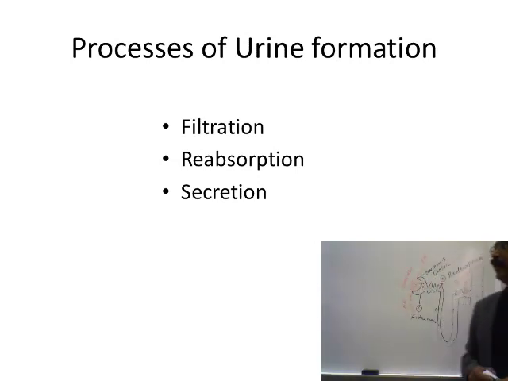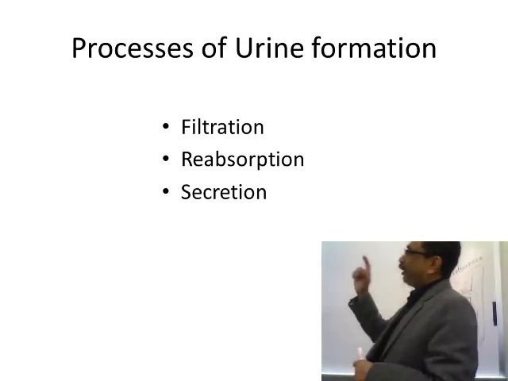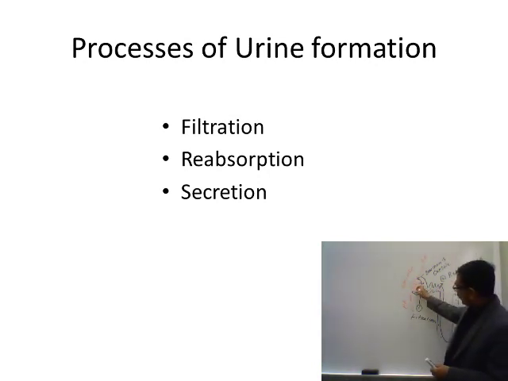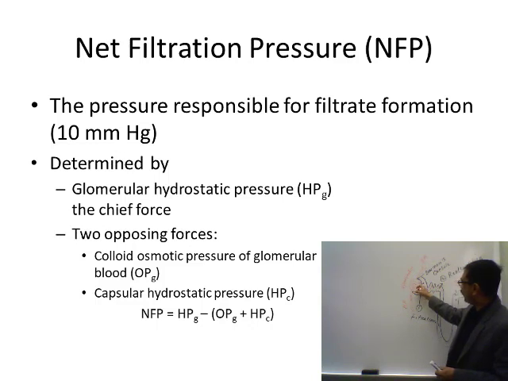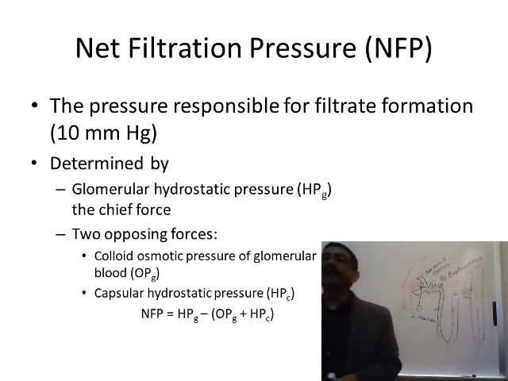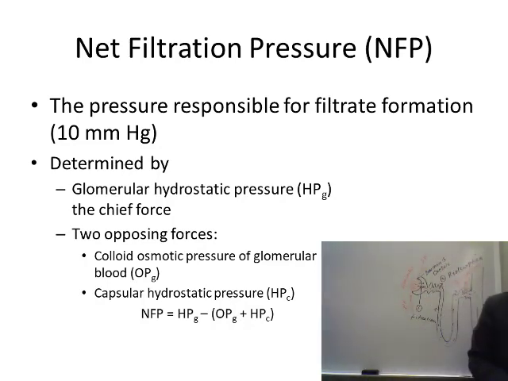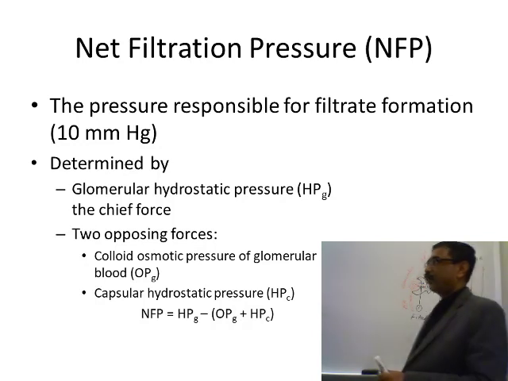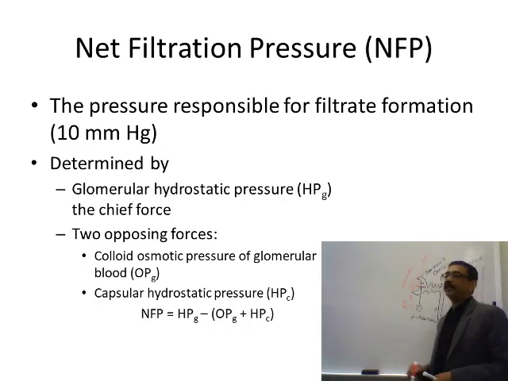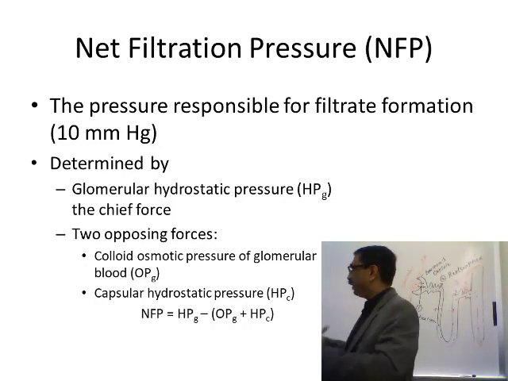Now, the pressure that causes the filtration. So during filtration, water and other chemicals must go from the blood to the nephron this way, not in the opposite way. So that means the pressure must be higher here and lower here, from high pressure to low pressure. That pressure difference is about 10 millimeter of mercury. That is the filtration pressure, okay, that causes the filtration. So the difference from here and here is 10 millimeter of mercury that causes the filtration.